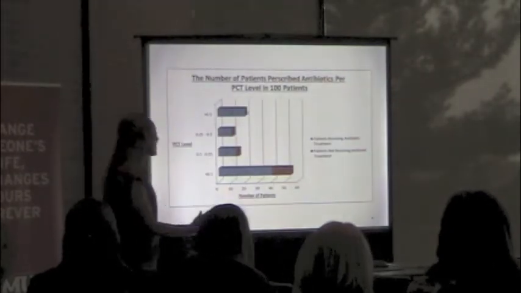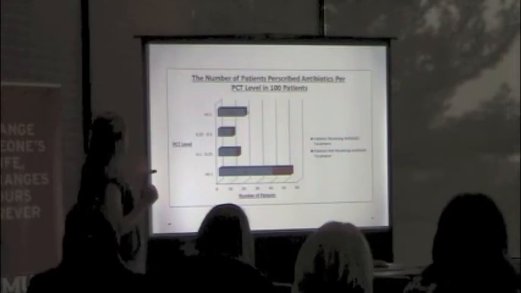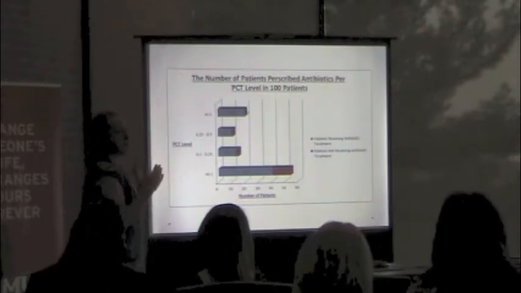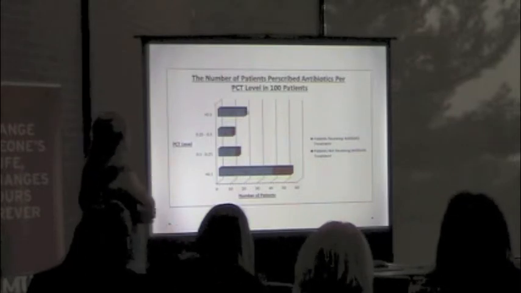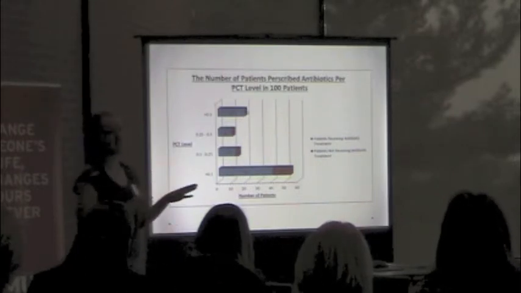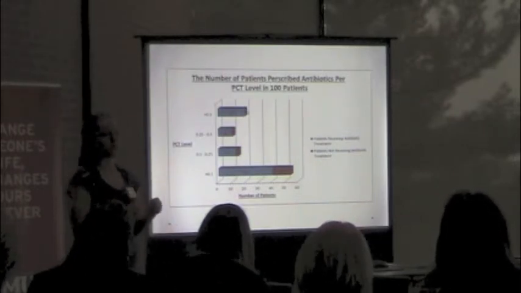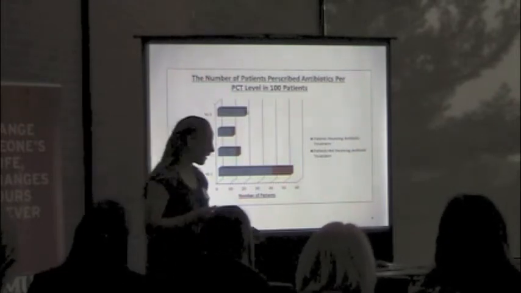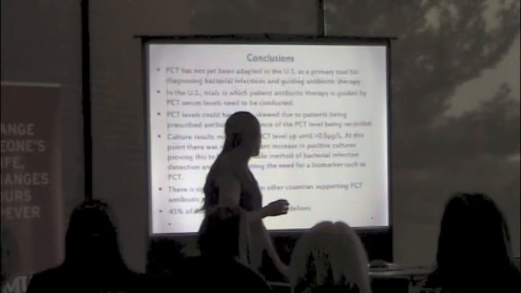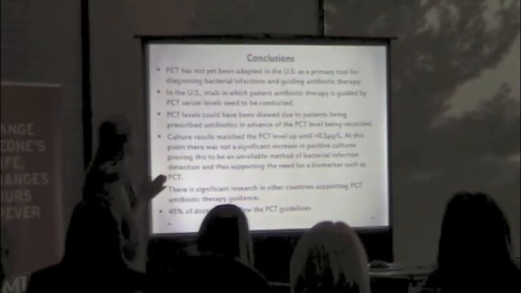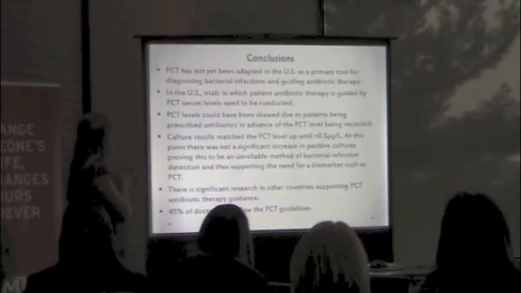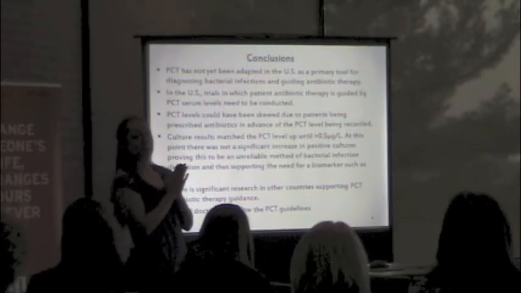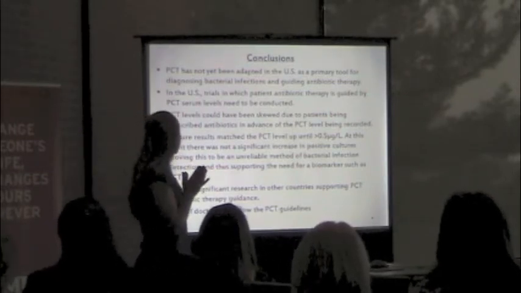And then lastly, my last graph is showing the number of patients that received antibiotic treatment and did not, per procalcitonin level. And what's significant here is the number of patients that actually received antibiotic treatment with low procalcitonin levels. So from this study, I've gathered that we need to find more specific ways to diagnose patients with bacterial infections and to prescribe antibiotic therapy in the U.S. to limit the number of antibiotics that are used.